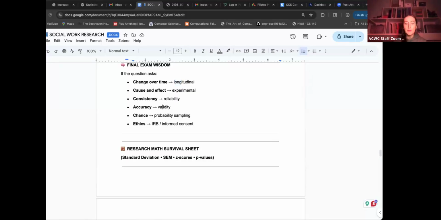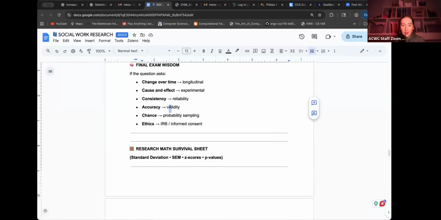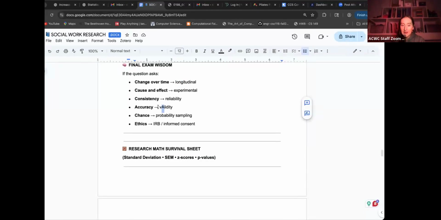I don't know if this will help you any, but do you see how the second letter in validity is A, and the first letter for accuracy is an A? We have validity and accuracy. That's one of the ways that I remember that, is the second letter in validity is an A. And I just tell myself that A stands for accuracy. That's how I remember that.